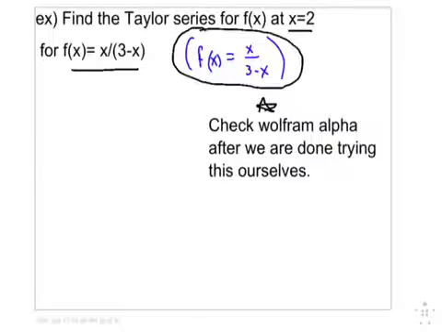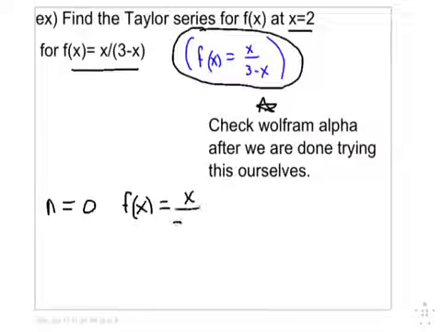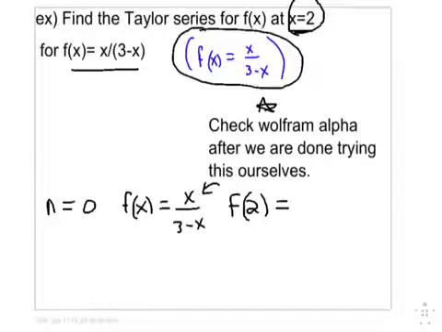I have a little note to self that we're going to check Wolfram Alpha to check our answer when we're all done doing this by hand. So let's go for the 0th order Taylor polynomial. I'm just going to rewrite the function, which is x over 3 minus x, and remind myself that I need the function evaluated at 2, because x is 2. So that's obviously, if you store 2 in that expression, you're going to get out 2. So note to self, our 0th order polynomial is going to be 2.